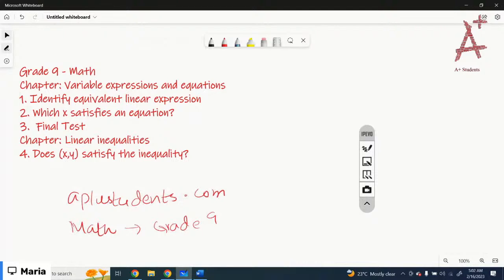So there you can find the list of the chapters. We're going to start with the chapter variable expressions and equations. The lessons we're going to cover today are identify equivalent linear expressions, which x satisfies an equation. We'll do the final test then. Then we'll start the new chapter, linear inequalities. And the lesson we're going to do is does xy satisfy the inequality from the chapter.